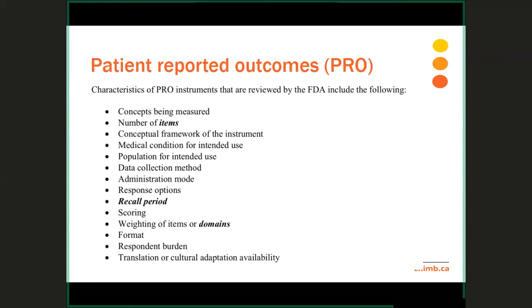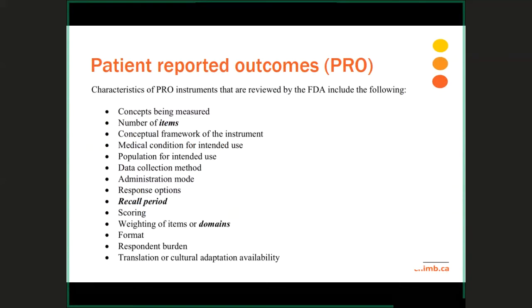Recall period is a big one, and they have extensive guidance on if you're asking people about the last 2 weeks or the last 2 months or the last 6 years or when you were pregnant 25 years ago. So they have different criteria for recall. Scoring, weighting, format, the burden on the respondent, which I think is really something we need to consider.